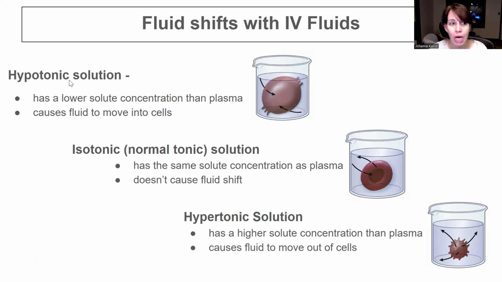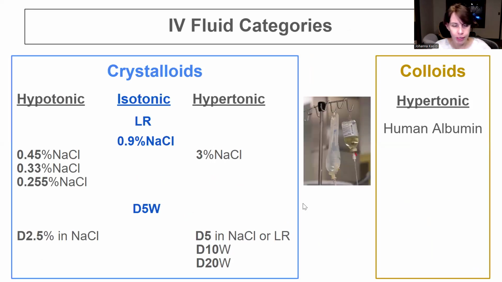If I give a hypotonic solution, that has less tone, fewer solutes in it, so it's going to cause fluid to move into cells. And if I give a hypertonic solution, that has a higher concentration of solutes in it than plasma. Like if I give albumin, which we saw on the last slide, that is a large amount of solutes in it, so that is hypertonic. And it causes the fluid to move out of the cells and into the spaces around it.